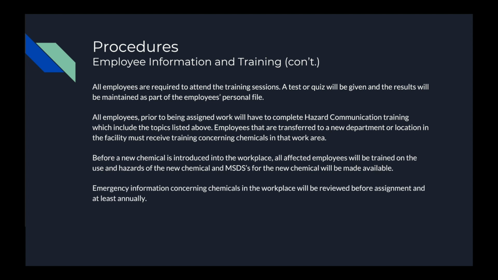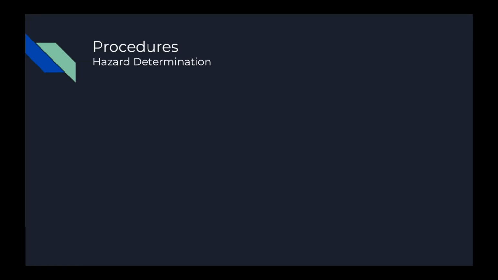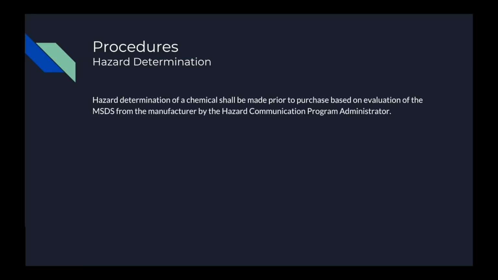Emergency information concerning chemicals in the workplace will be reviewed before assignment and at least annually. After implementation of this procedure, the Hazard Communication Program Administrator will evaluate the effectiveness of each element of this procedure at least annually and ensure that the proper documentation is maintained. Procedures. Hazard determination. Hazard determination of a chemical shall be made prior to purchase based on evaluation of the MSDS from the manufacturer by the Hazard Communication Program Administrator.